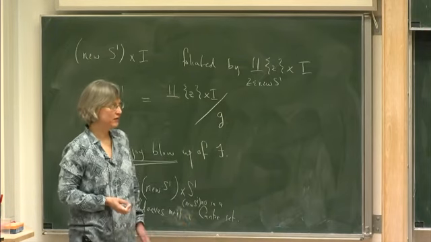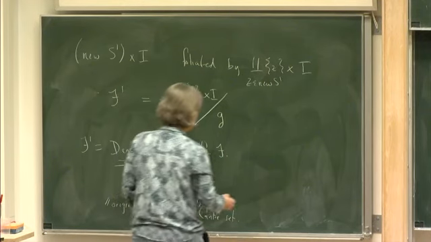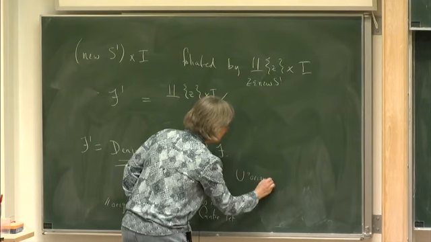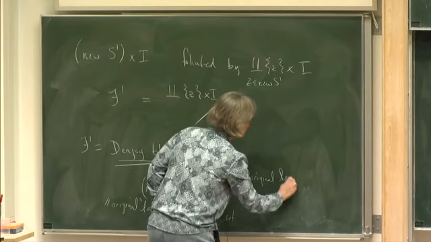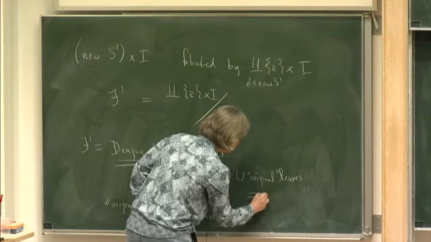So if I think about the union of the original leaves, I have a minimal set, and it's going to be an exceptional minimal set. So a union of the original leaves is going to be an exceptional minimal set.